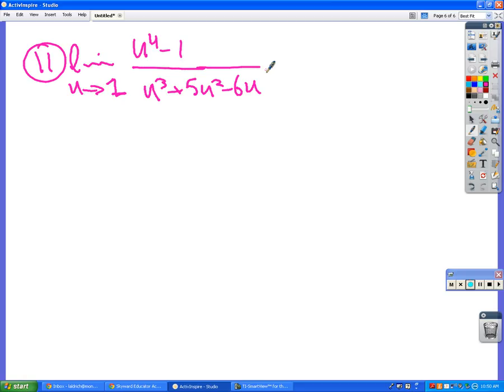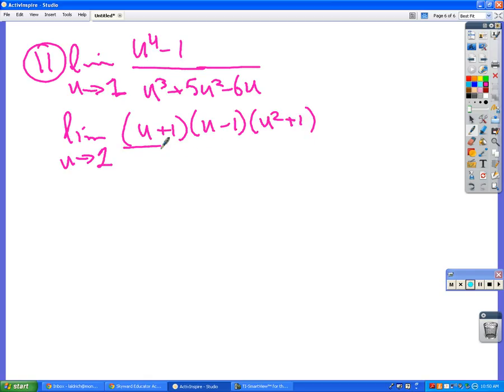Okay, so this is the double difference of two squares on top that we like. So this will factor into u plus 1 times u minus 1 times u squared plus 1. I just did 2 steps in one. I think you can handle it. And then on the bottom, I can factor out a u.